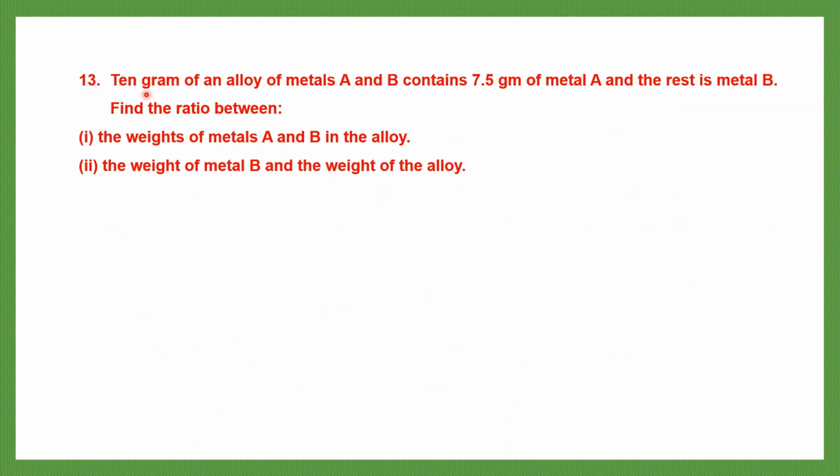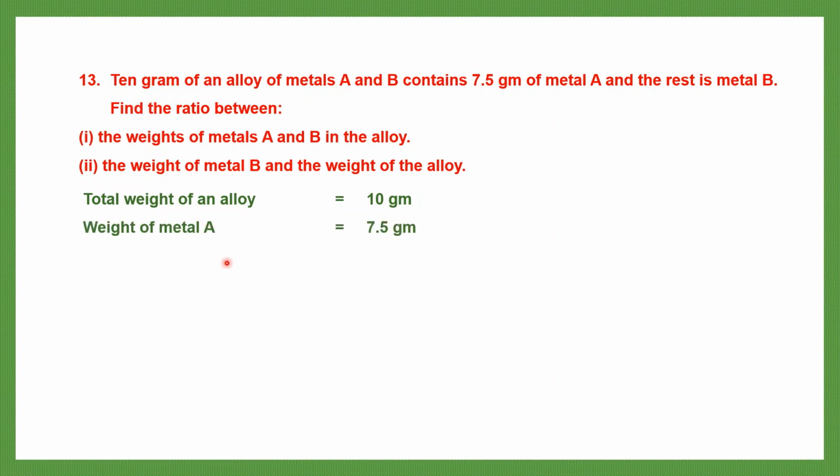Question 13. 10 gram of an alloy of metals A and B contains 7.5 gram of metal A and the rest is metal B. Find the ratio between, now two ratios we have to find. The first one is the weights of metals A and B in the alloy. Then the ratio between the weight of metal B and the weight of the alloy. Okay, let's begin with what is given to us. Total weight of an alloy is given as 10 grams to us, 10 gram of an alloy. So total weight is 10 grams.